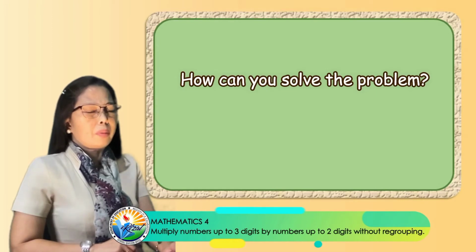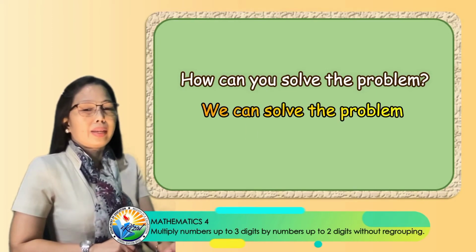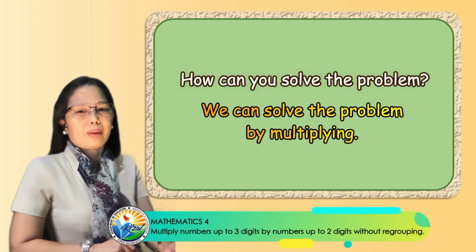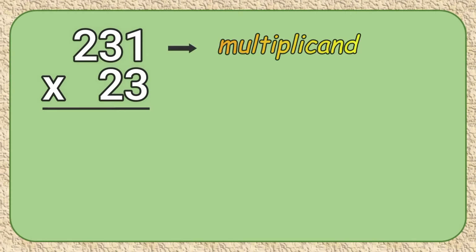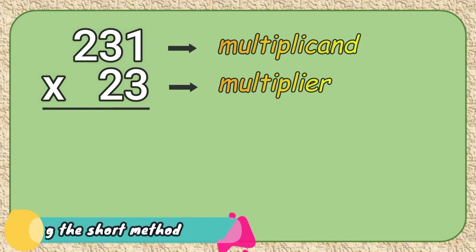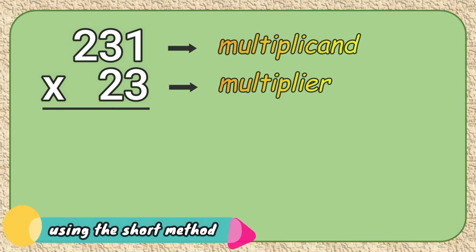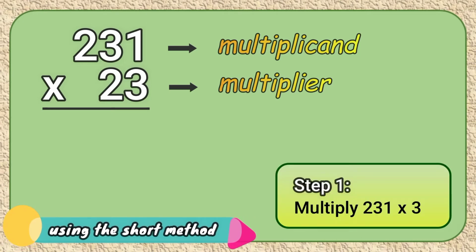How can you solve the problem? We can solve the problem by multiplying. So we have 231 times 23. 231 is the multiplicand and 23 is the multiplier. We have two solutions. First, by using the short method. Step 1, let us multiply the multiplicand 231 by the multiplier 3 in ones place.